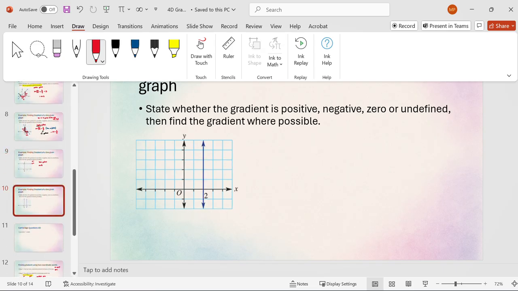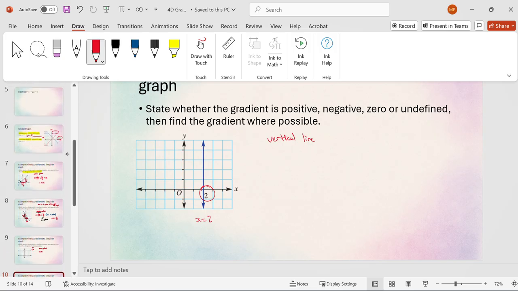And finally, we have this. We have a vertical line. Now, where is this at? This vertical line is at x equals 2 because it crosses the x-axis at 2.